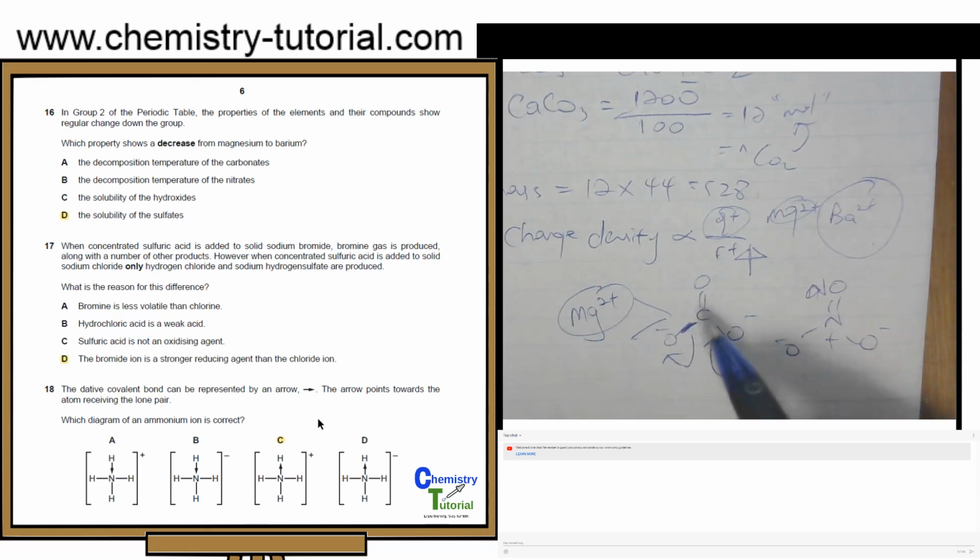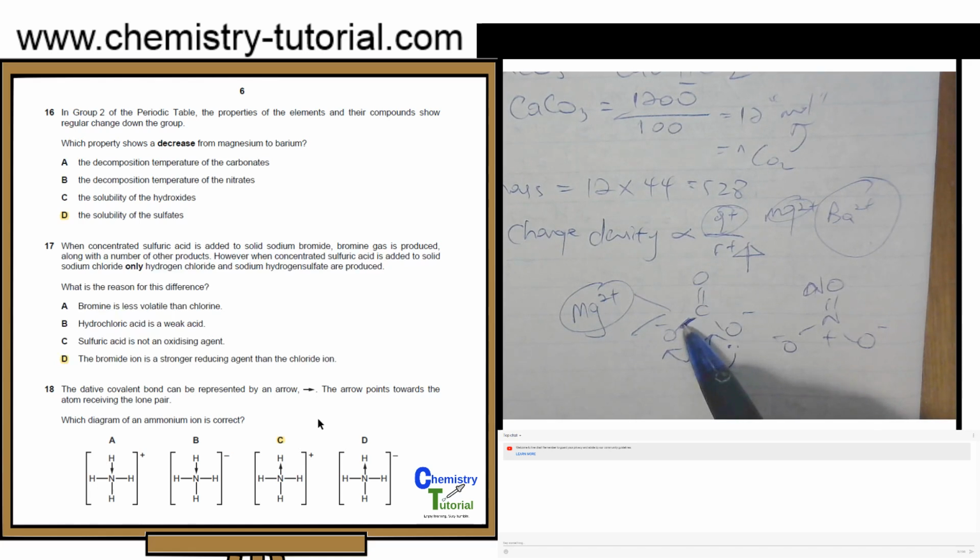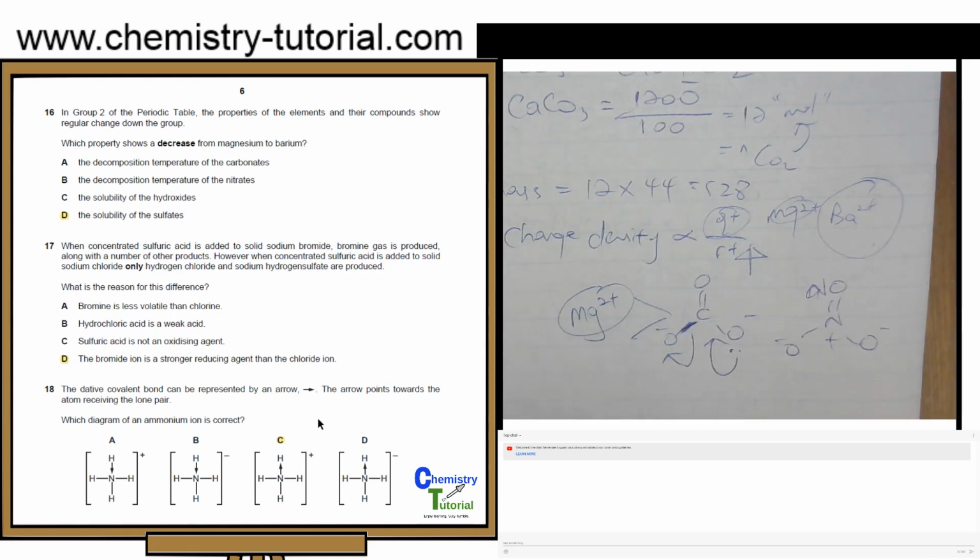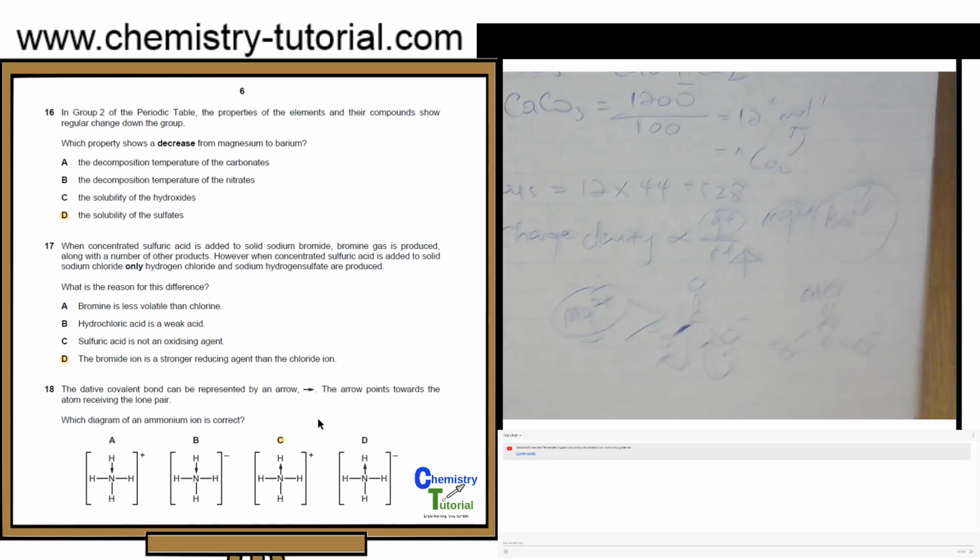So if Mg2+ can polarize the CO bond by itself, then it doesn't need an extra helper. That means the thermal decomposition temperature need not be high. Hence, the thermal decomposition temperature actually increases from magnesium to barium. Therefore, options A and B are wrong.